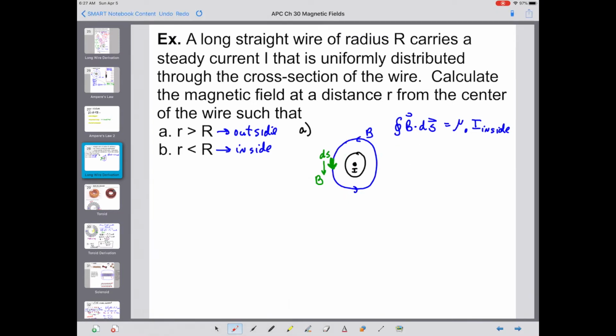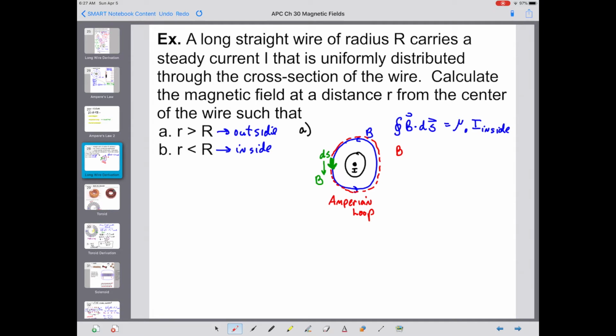So then our Amperian loop goal here: make the dot product easy. So you want B either parallel to ds or perpendicular to ds at all locations. So our logical choice here for an Amperian loop would be a circle. So that is our Amperian loop. At every location on that Amperian loop, B has a constant value.